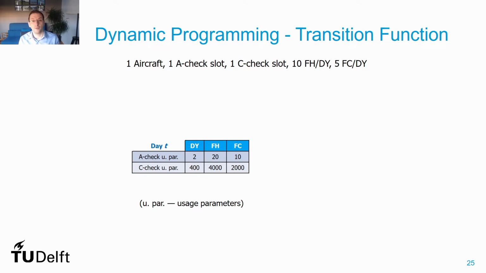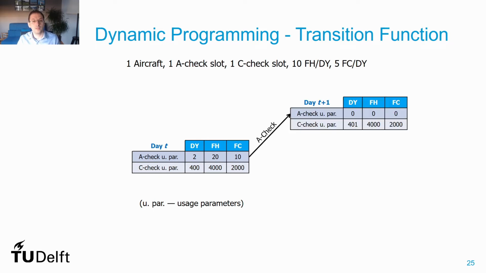In our aircraft routing problem, this transition function was the calculation of the profits associated with each option of flying between airports. In this aircraft check scheduling problem, the transition function is the update of the attributes per aircraft, or more specifically, the usage parameters associated with each aircraft. So if we decide to perform an A-check on a specific aircraft in our fleet, we have to reset the A-check usage parameters for that aircraft. The aircraft won't accumulate any flight hours or flight cycles in terms of the usage parameters of the C-check, but we'll have to increase the number of calendar days for the C-check.